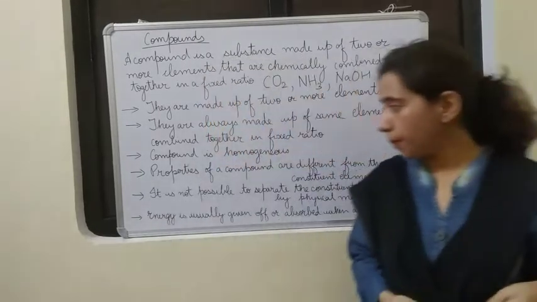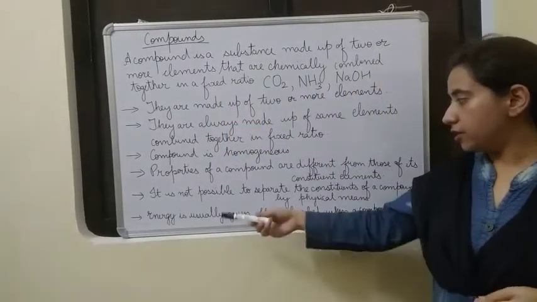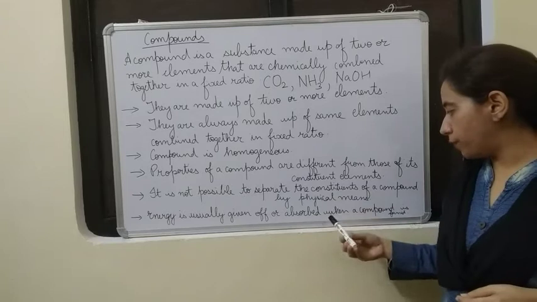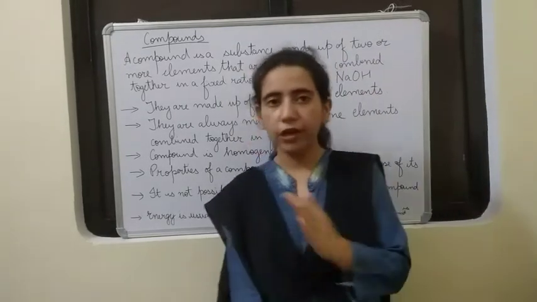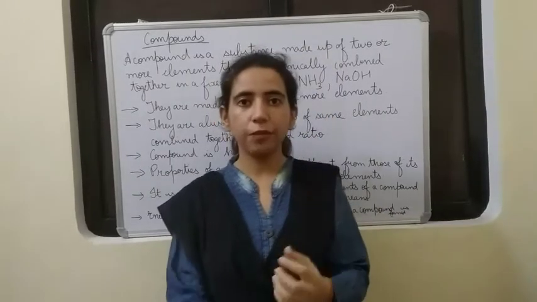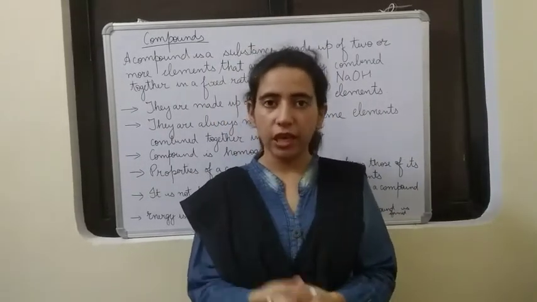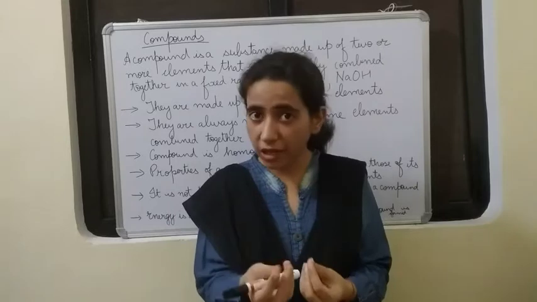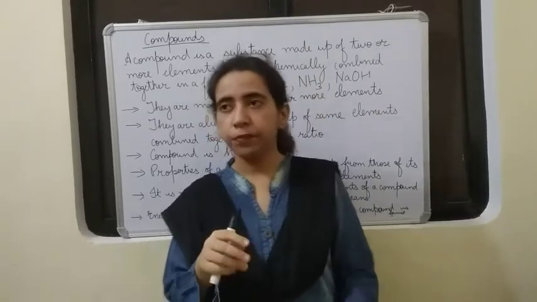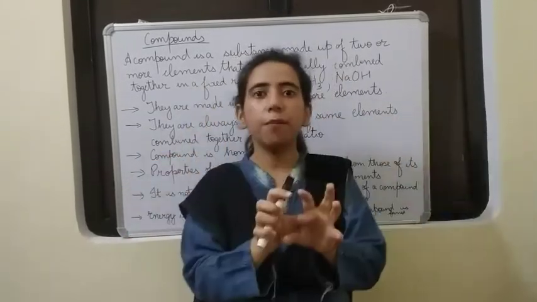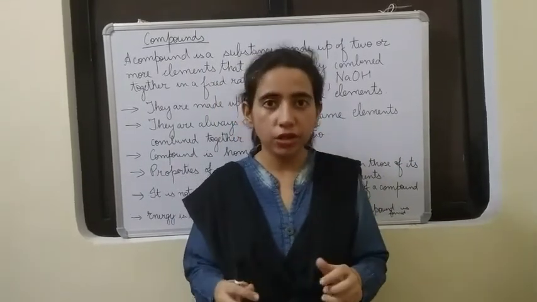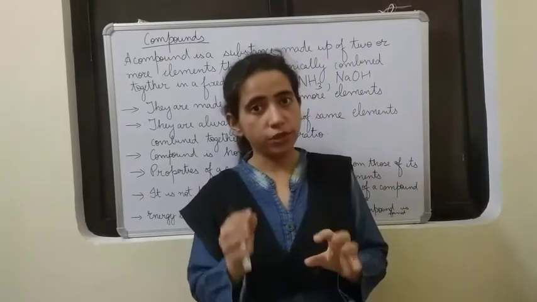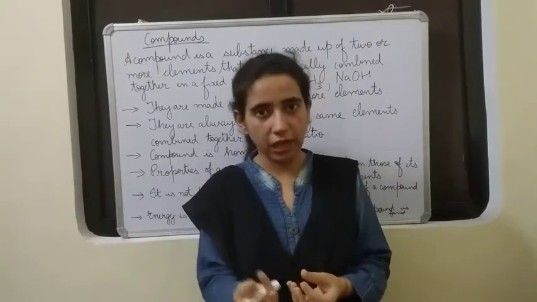Alright. Then, energy is usually given off or absorbed when a compound is formed. For this you should understand that whenever a compound is formed, a chemical change has taken place. Chemical change or chemical reaction has occurred. That means the elements chemically combine to form compounds. And whenever there is a chemical change, energy is either given off or absorbed depending upon the constituent elements.